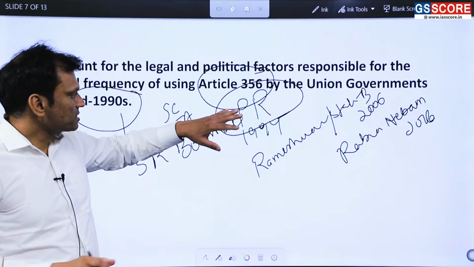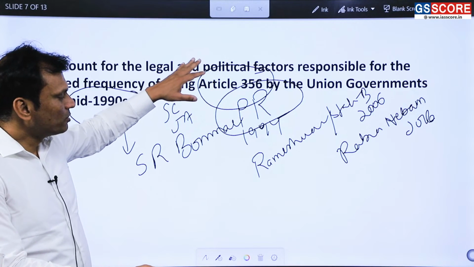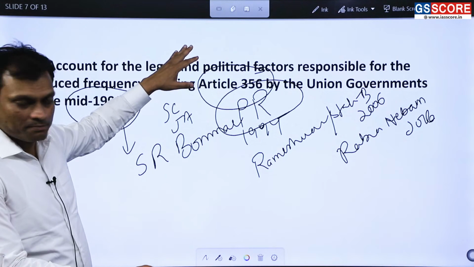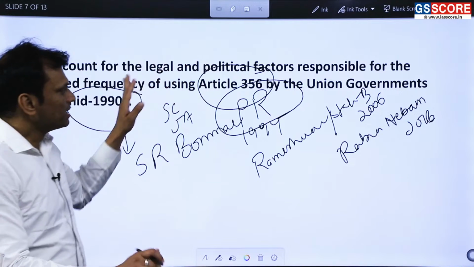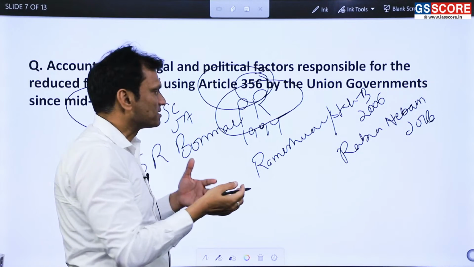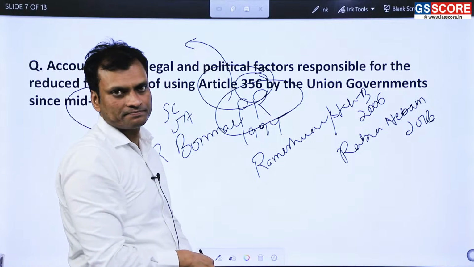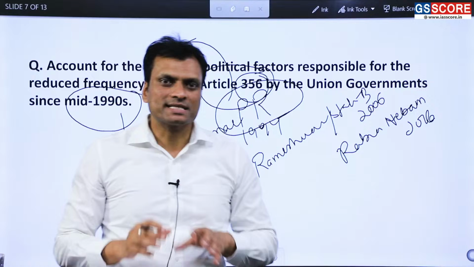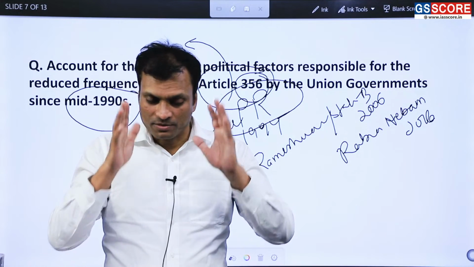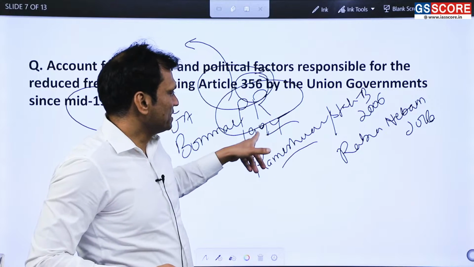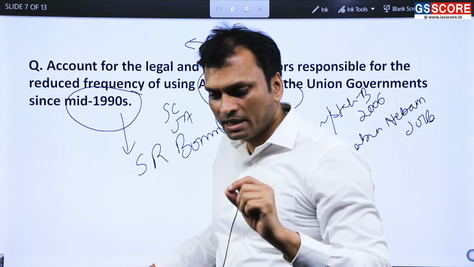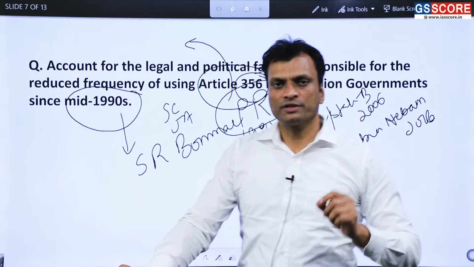It has reduced because the Supreme Court has taken a more stringent position on the doctrine of pleasure, plus the grounds on which the governor is removed. Unless you provide security to the governor, the governor will always be under pressure to recommend 356. If the governor's post is safe, and therefore the Supreme Court said very clearly, in Nabam Rebia and many cases, that the president cannot use the doctrine of pleasure in the same manner as the doctrine of pleasure is used for the removal of the Attorney General.